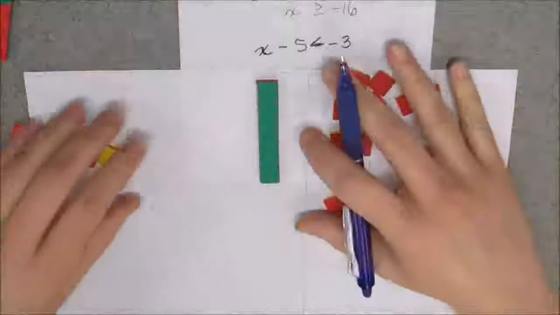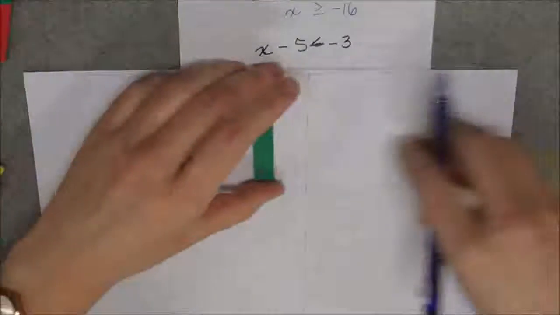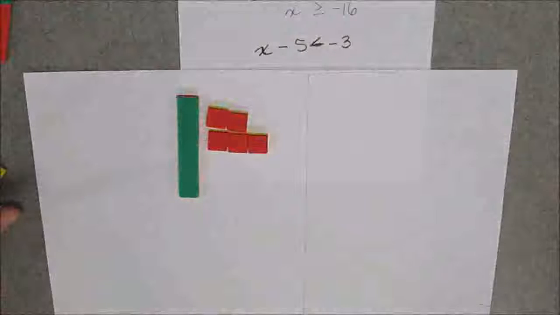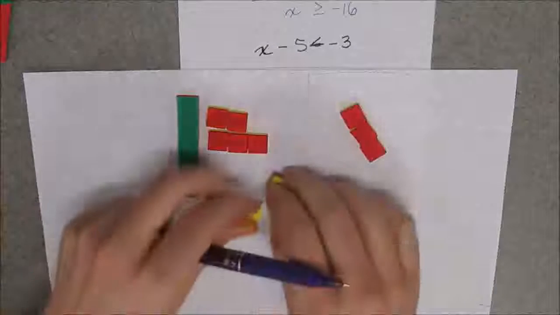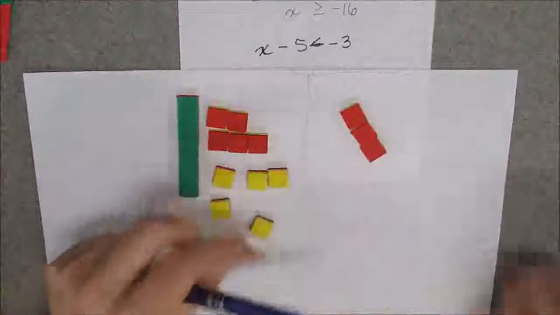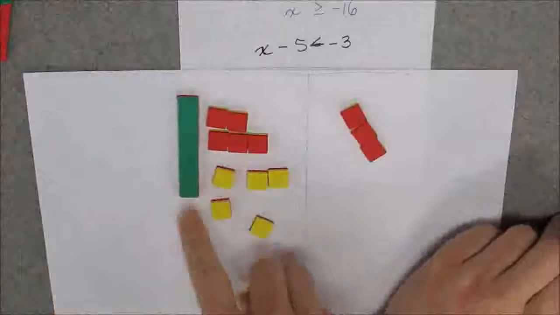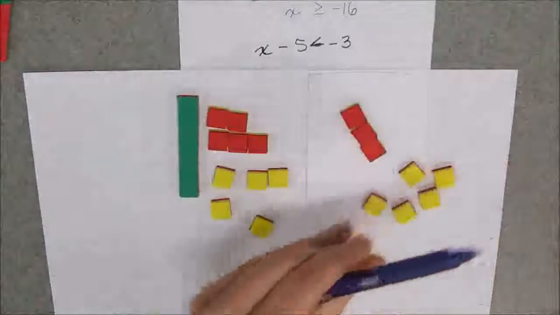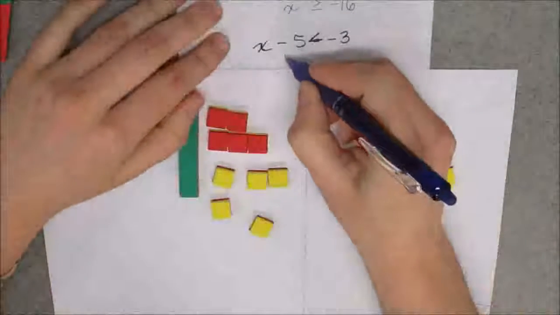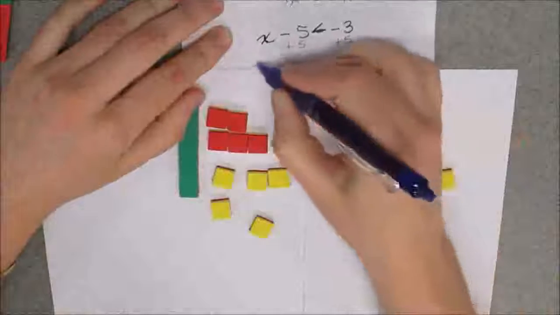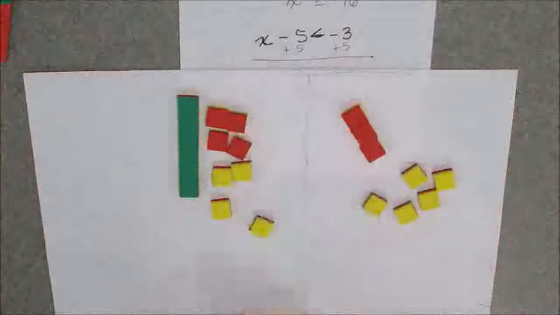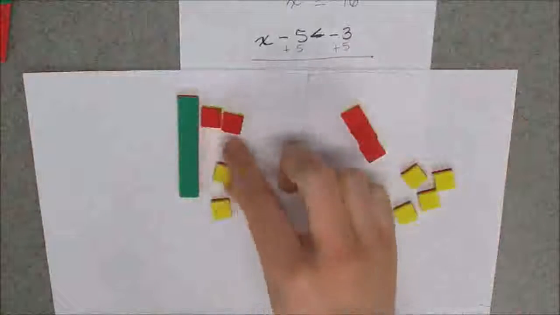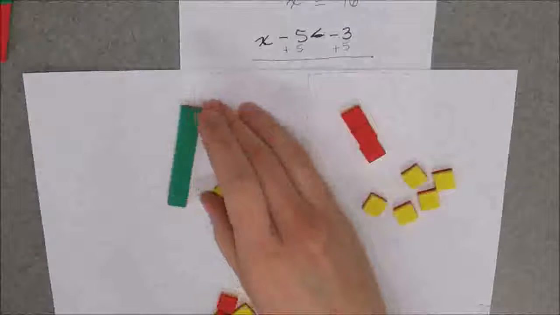Last problem. I have x minus 5 is less than negative 3. I need to get x by itself. In order to do that, I'm going to add 5 positives to both sides. I add 5 positives because I need to create 5 zero pairs to get x by itself. Plus 5, plus 5. Now I'm going to get rid of any zero pairs on both sides of my inequality. So there's 1 zero pair, 2, 3, 4, and 5 zero pairs.